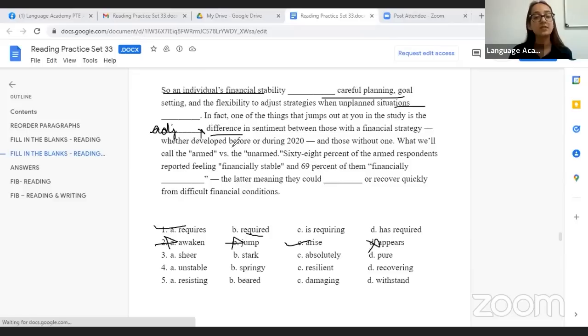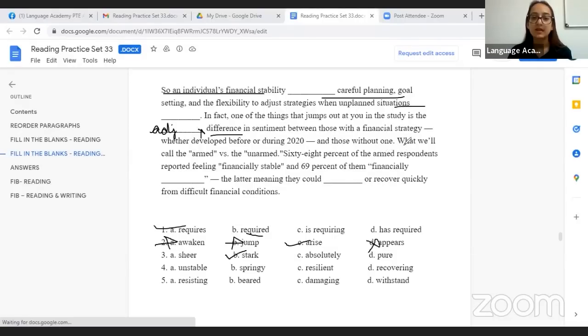But otherwise, this question was even easier because "stark difference" is a collocation. "Stark difference" are two words that come together, and it means a very obvious, very clear, very contrasting difference. That means stark difference. "Sheer difference" is not a collocation. So it is a stark difference in sentiment between those with a financial strategy, whether developed before or during 2020, and those without one.